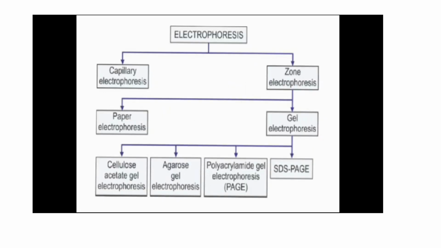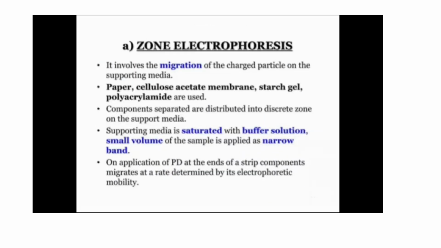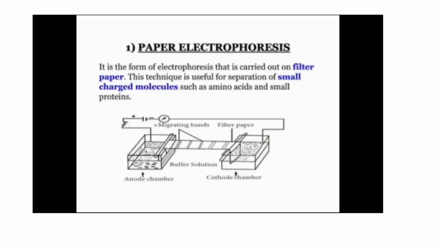Electrophoresis is classified into two types. They are capillary electrophoresis and zone electrophoresis. Capillary is also known as moving boundary electrophoresis. First, zone electrophoresis. It involves the migration of charged particles on a supporting medium. It uses paper, cellulose acetate membrane, starch gel, and polyacrylamide.